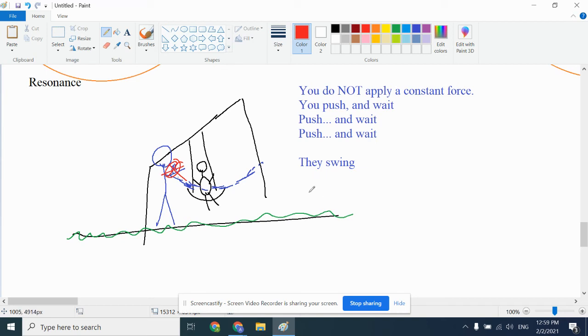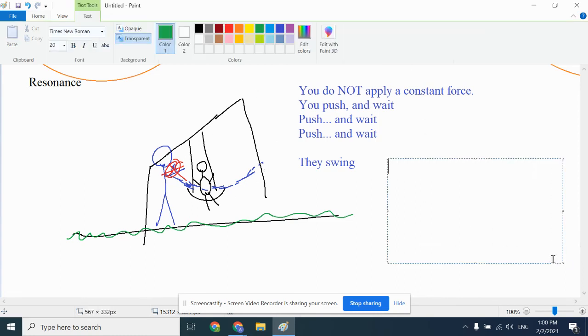The child is effectively a pendulum, back and forth. That's one cycle. Swing forward, swing back. One cycle. Two cycles. Three cycles. What you do is you push and wait. Push and wait. What has occurred is you exert a force in cycles.